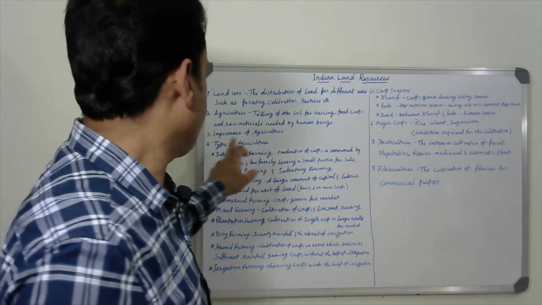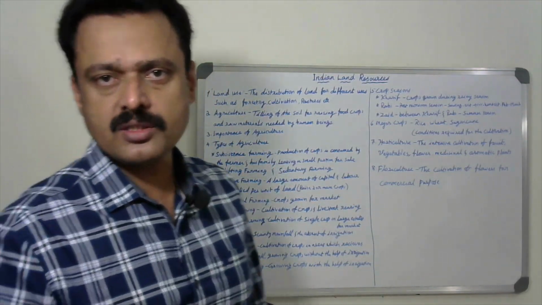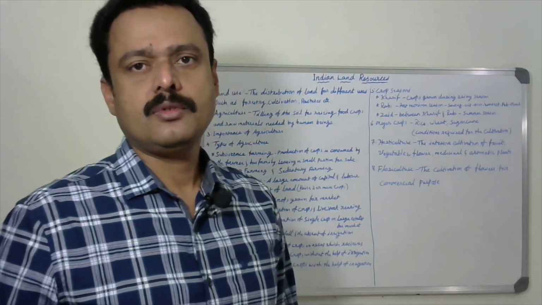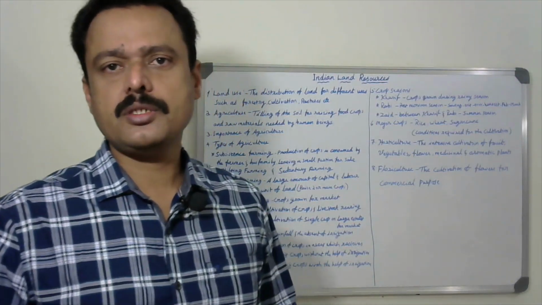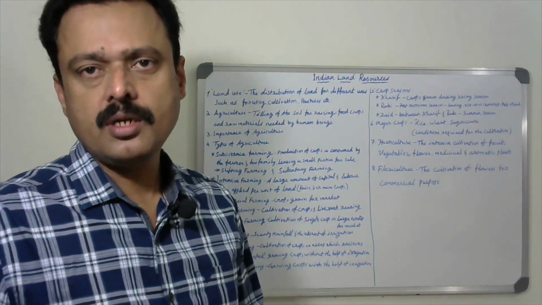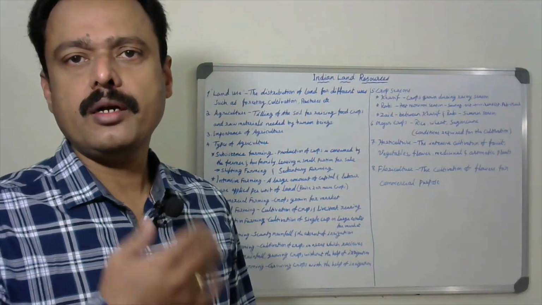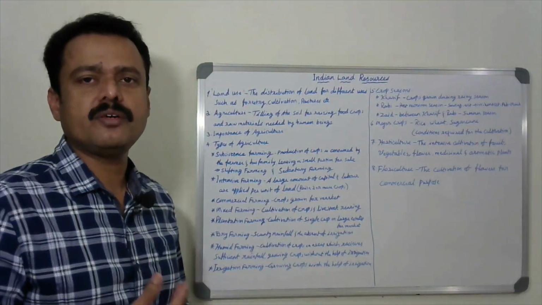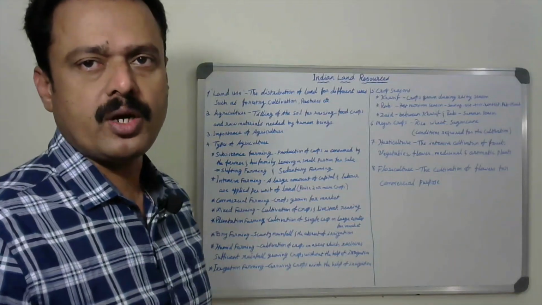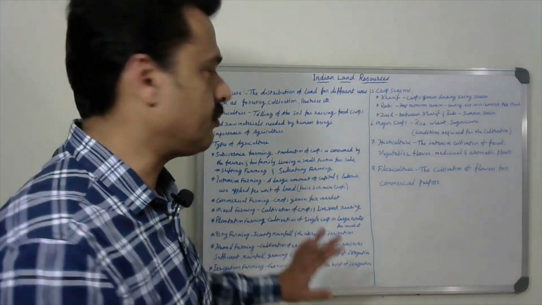Next, the importance of agriculture. Definitely we have to say what is the importance of agriculture. It is the main occupation of the people of India, more than 60-70% depend on agriculture, and it provides national income and foreign exchange. It also provides food and raw materials to the industries, agro-based industries. These are the important points.